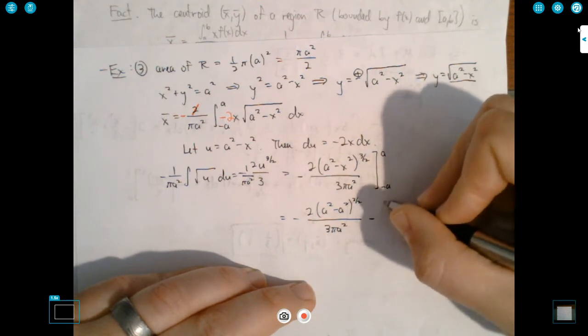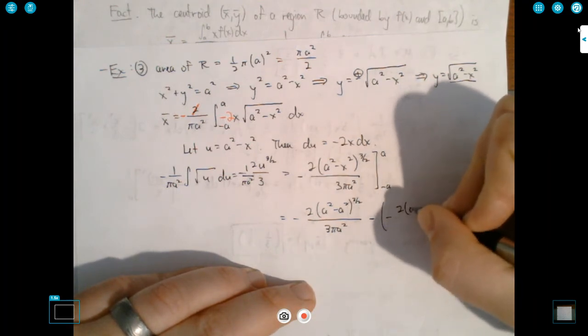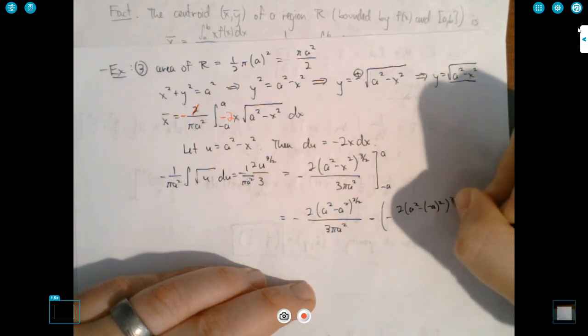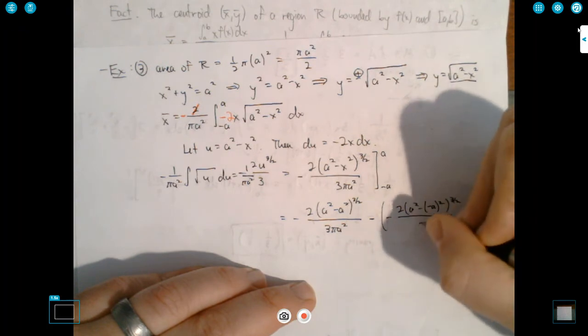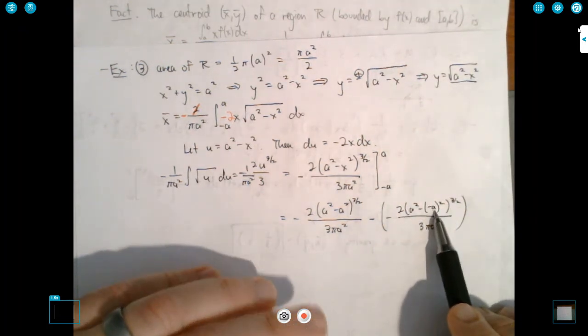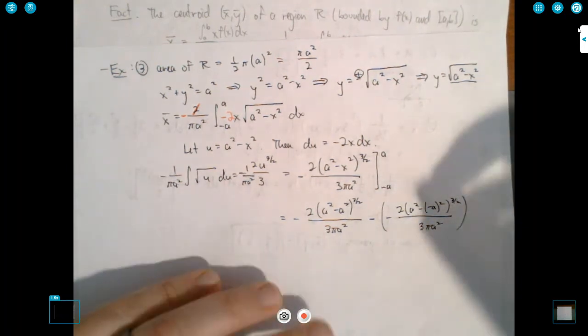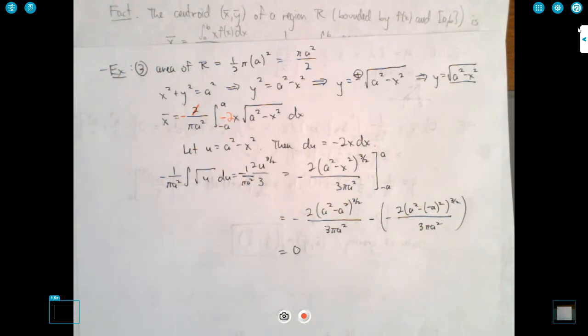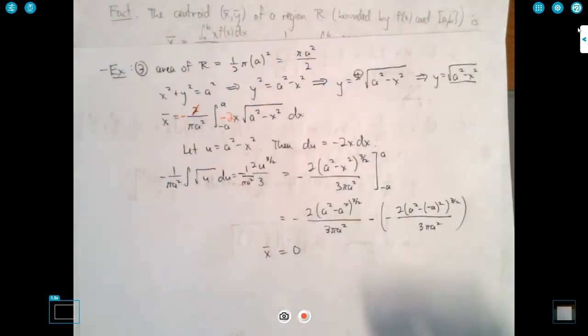So I'm going to get minus a negative 2 times a squared minus negative a squared, which, by the way, negative a squared is just the same thing as positive a squared. So again, I'm going to get 0. So I'm just going to get 0 here. Okay, well, so that's that. That's that for x bar. So x bar equals 0.